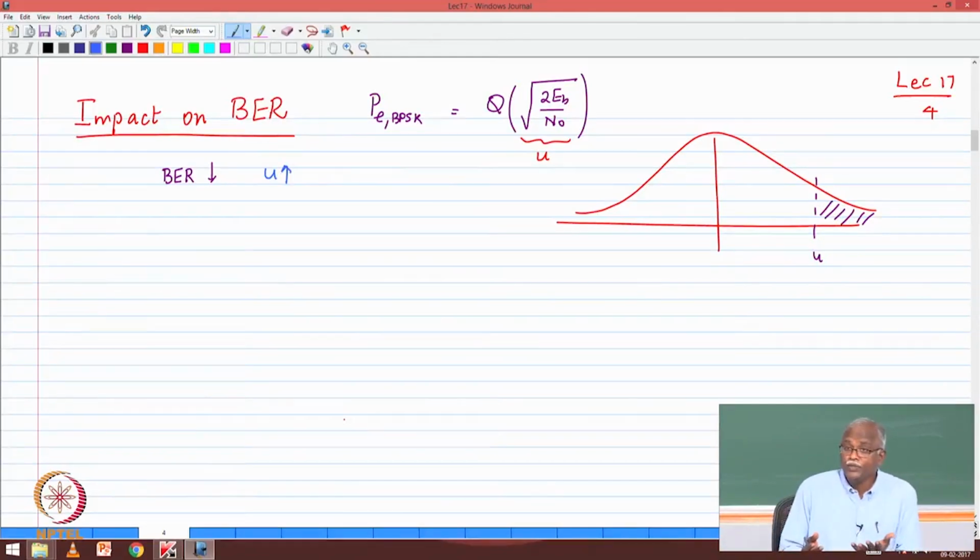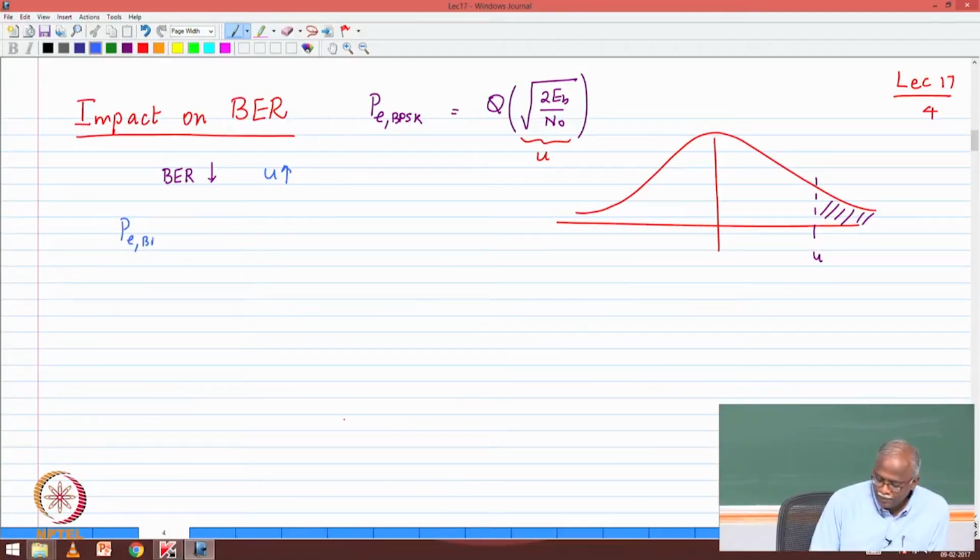Now, how am I going to do that? I may do it by adding margin, increasing the transmit power, increasing the transmitter gain, whatever it is. Basically, it boils down to increasing U. Now, the situation in the context of a fading environment: the probability of error of BPSK in the context of fading, with a specific fading parameter alpha.